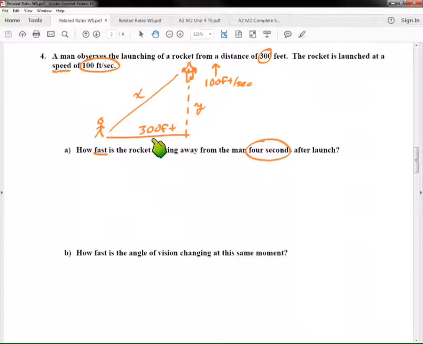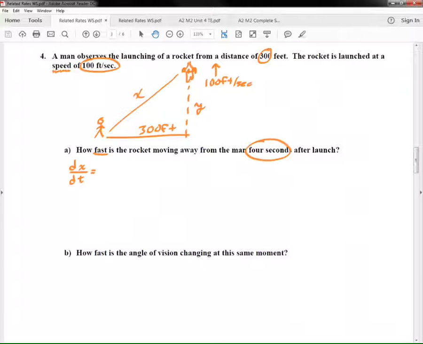Is 300 changing? So what's the rate at which this number is changing? You just said that it wasn't changing, so what's the rate of it? 0. So that means we can plug 300 into whatever we get. We'll talk about that in a second. How fast is the rocket moving away? So what's our rate that we're looking for? dx over dt, because that would be the rate at which this distance right here is increasing.